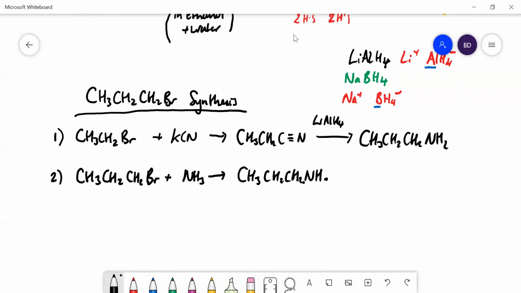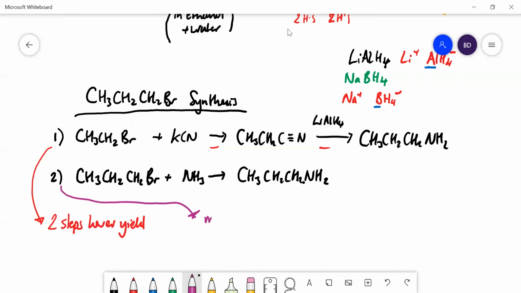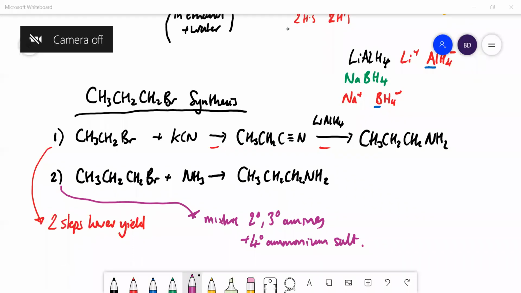And what are the advantages and disadvantages of the two different methods? Well, the disadvantage of this one, number one, is this one has got 2 steps. There's 2 steps, so you will get a lower yield. Each reaction you do, you never get 100% yield, so that's definitely going to lower the yield. And the disadvantage with this second method is that you could end up with a mixture of the secondary, the tertiary amines, and even the quaternary ammonium salt. So that would be the advantages and disadvantages of the two different methods.